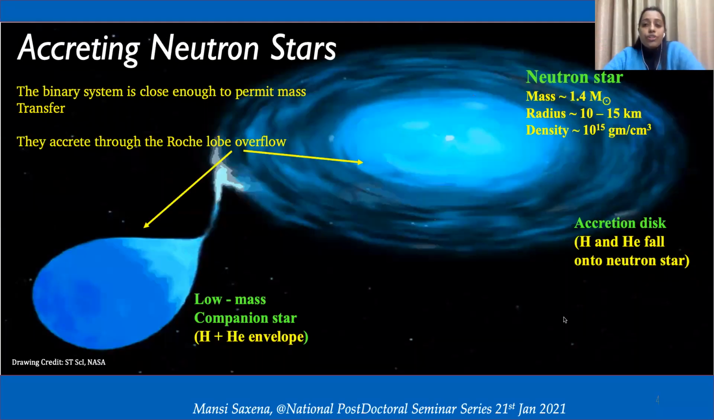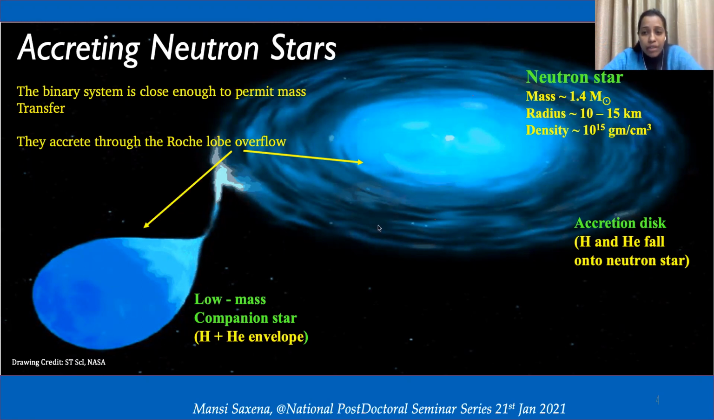So what does an accreting neutron star system look like? We have a neutron star in orbit with a low mass companion star. The neutron star has a mass of about a solar mass, but a radius of only about 10 to 15 kilometers. Stars in a binary system are close enough to permit mass transfer. The normal star has essentially filled its Roche lobe, which is its gravitational sphere of influence, and that allows mass to transfer from the companion star to the gravitational sphere of the neutron star.